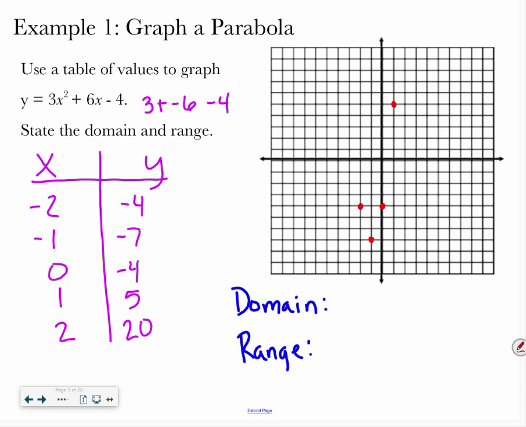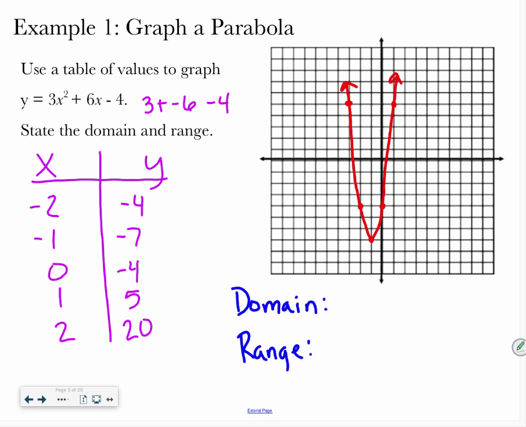But the cool thing with parabolas is I know that it is symmetrical. So that means I can figure out that there would be another point right there. Then I'm going to connect my dots, and I have a parabola there.